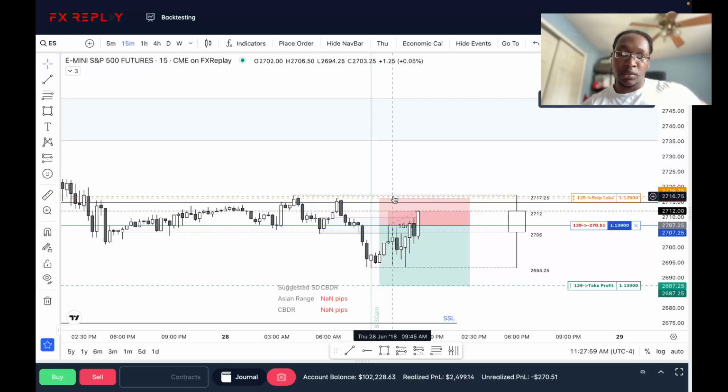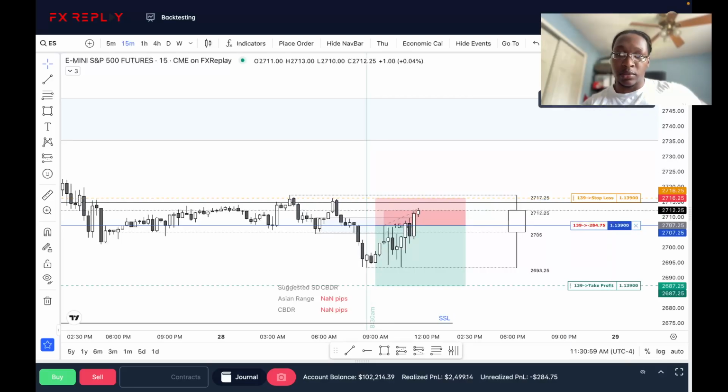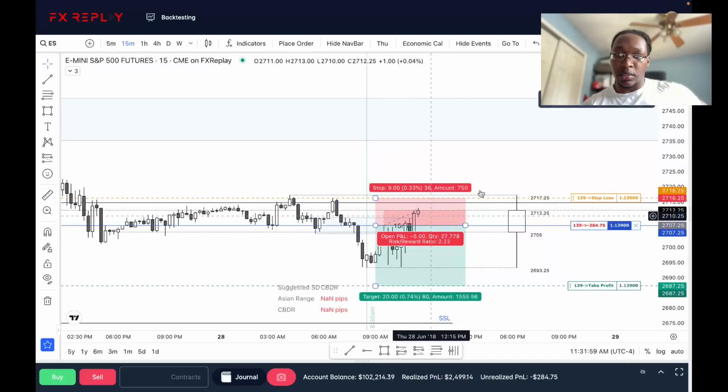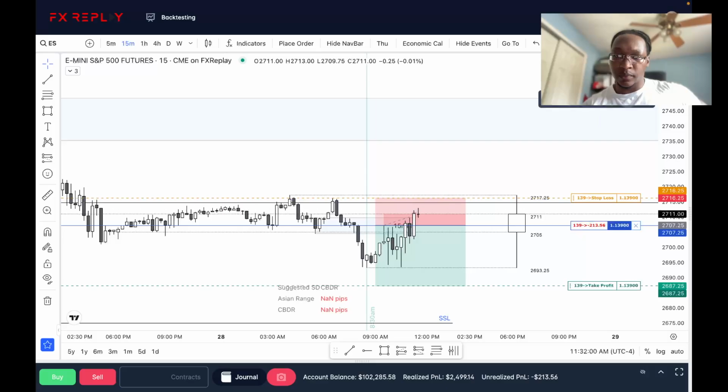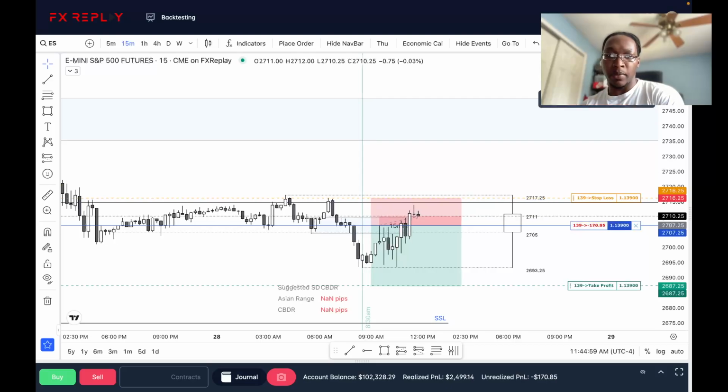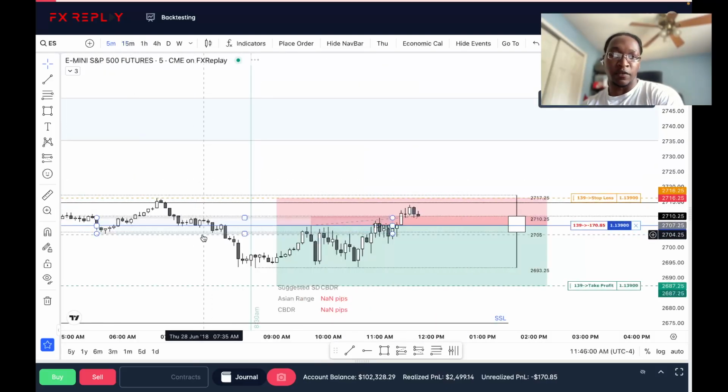Oof. Fuck it, we ball. See what happens. This is 11:30. A little bit of drawdown. I like this reaction here because it lets me know that we came up into this 5 minute fair value gap.